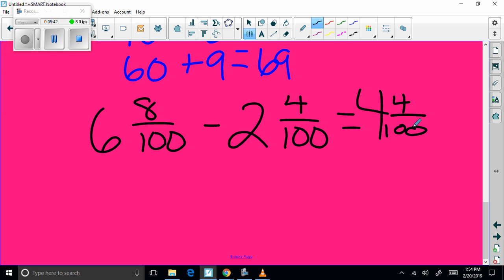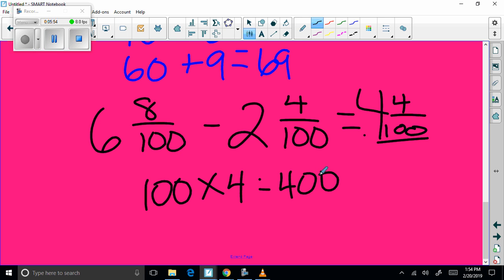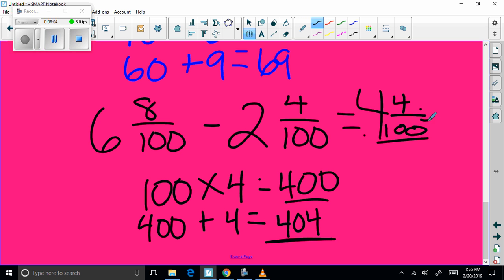So I'm just reminding Janae to change this into an improper fraction. You take the denominator, 100, and you multiply it by the whole number, 100 times 4, which is 400. And then you take the product, which is 400, and you add the numerator, which is 4, which gives you what? 404. So you take that answer, and that becomes your new numerator, 404, and the same denominator. 404 hundredths is the same as 4 and 4 hundredths. And that's mixed numbers and improper fractions.